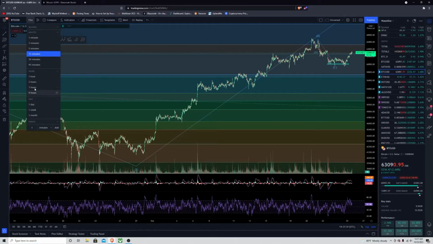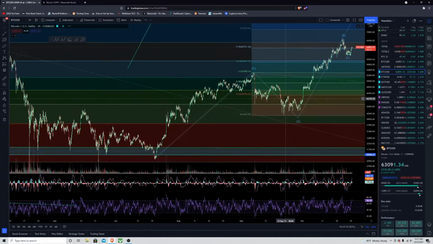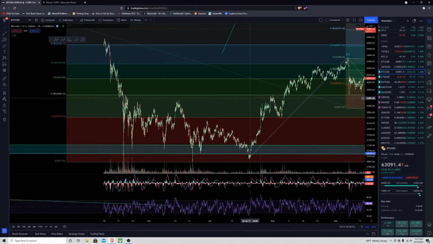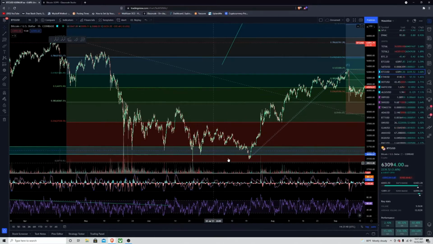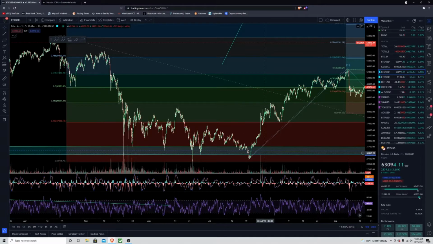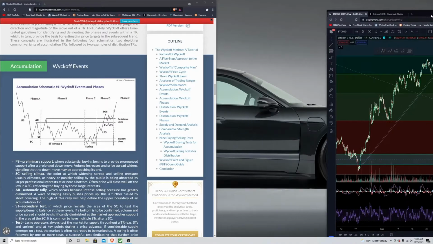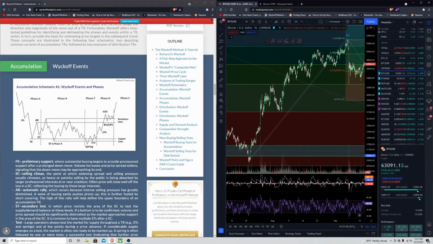We'll go to the 1 hour just so we can see it broken down. This was at 30,000, right? And I want to show you this. This is his accumulation schematic. This is one of them. He has two, but this is the one that always shows up on Bitcoin.